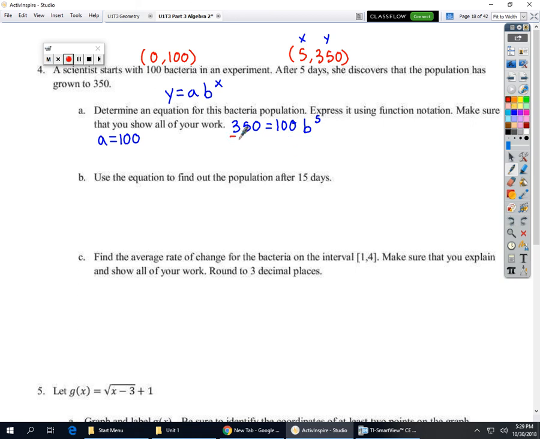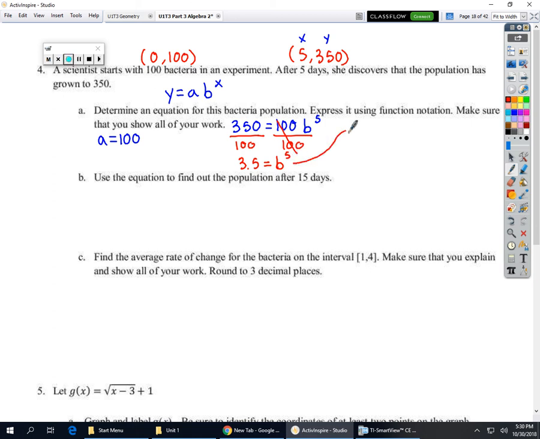Divide 100 on both sides. The hundreds cancel out. 350 divided by 100. I did this one before. It is 3.5, which equals b to the power of 5. Now, how do I get rid of that 5?